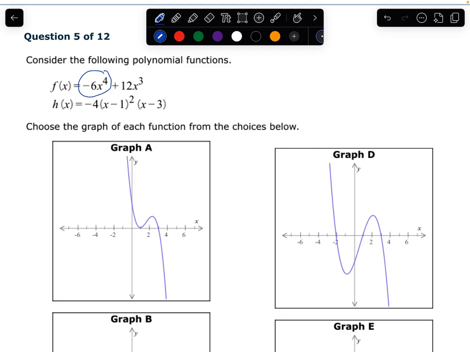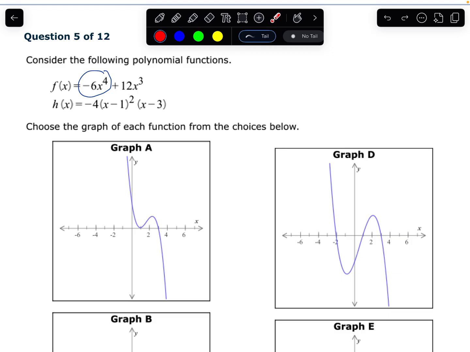So the leading term has a negative leading coefficient and an even degree, which means if you're looking at the left end of the function and the right end of the function, the left has to go down, and so does the right. So if it's an even degree, they both have to go in the same direction, either rise on the left and rise on the right, or fall on the left and fall on the right.